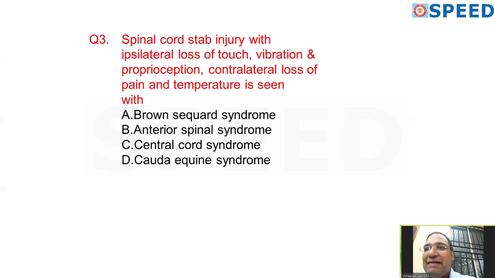Spinal cord stab injury with ipsilateral loss of touch, vibration and proprioception, and contralateral loss of pain and temperature is seen. This question we discussed in the class. It's a very direct, simple, straightforward question. Whether we have discussed it or not, this answer is simple. The answer is Brown-Sequard syndrome. Yes, it's a straightforward question, so all of you would have answered right. So, next slide.